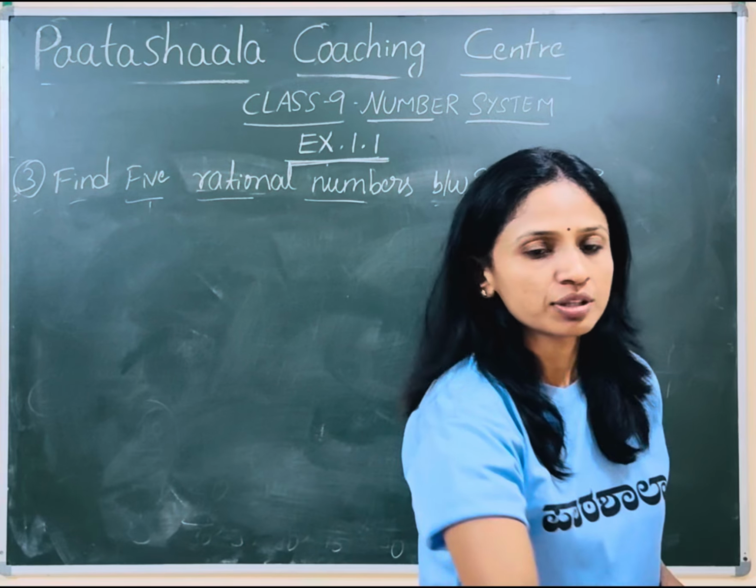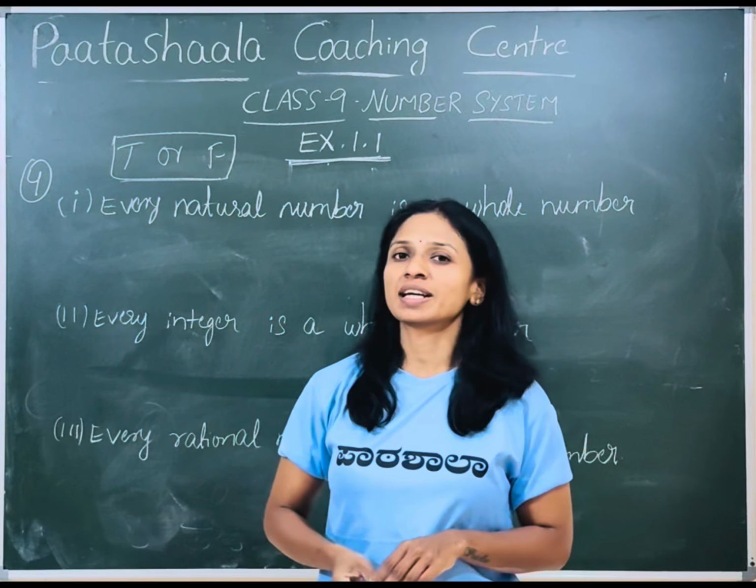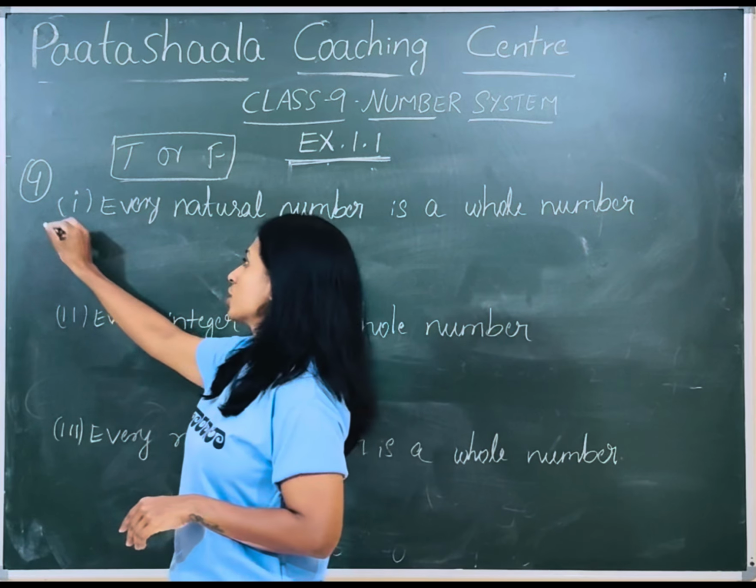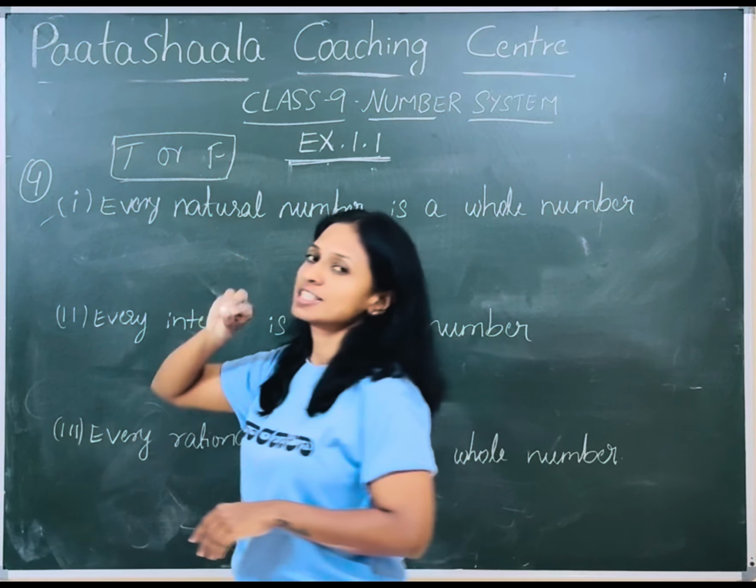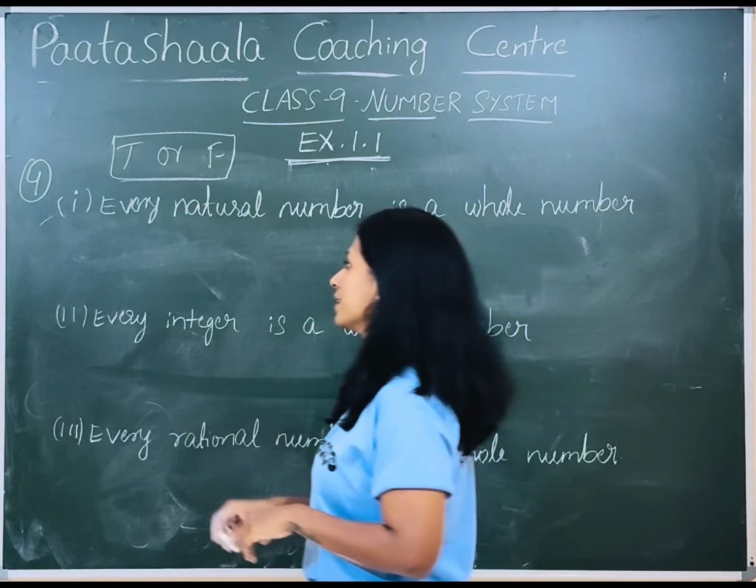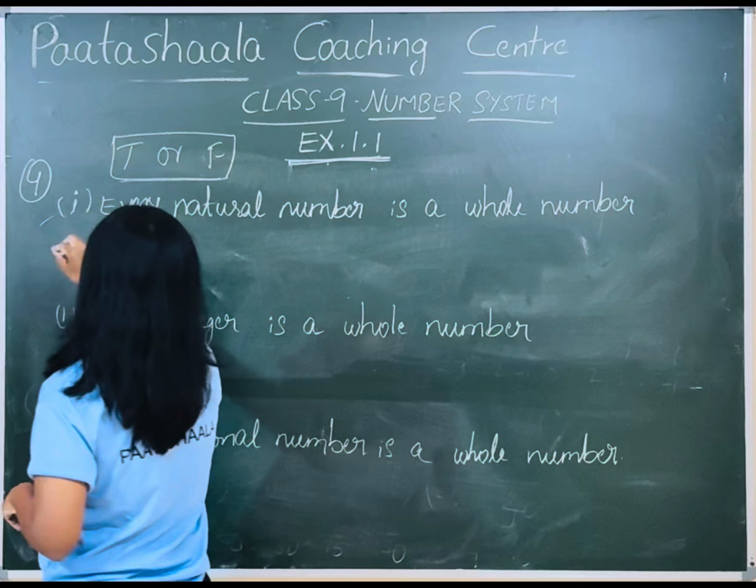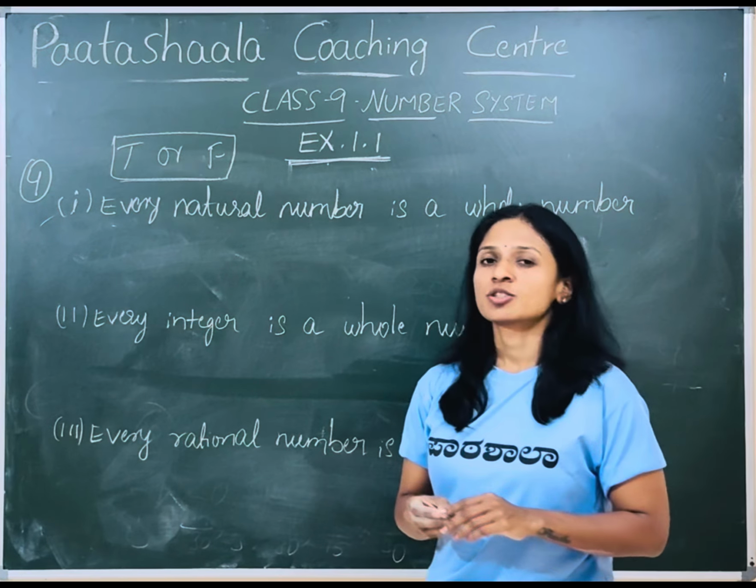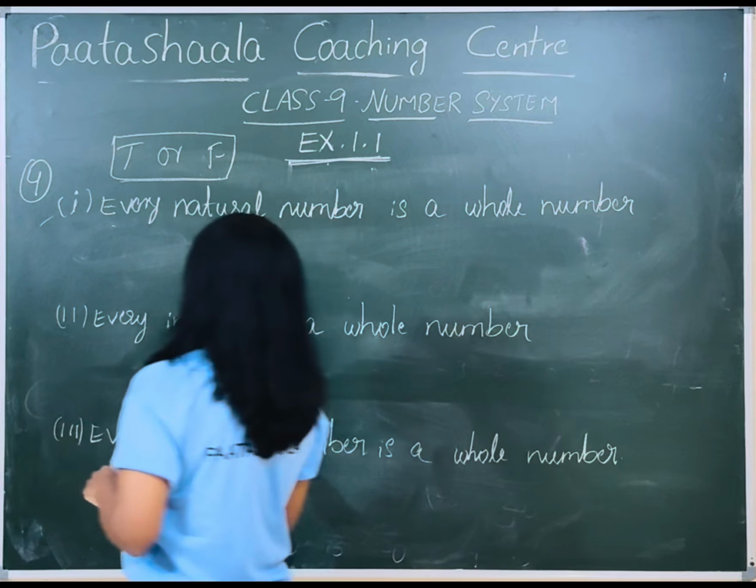Now we will move on to the next problem. So we are moving on to the last problem of exercise 1.1, the fourth question. We need to tell whether it's true or false with an explanation. The first statement is every natural number is a whole number. So every natural number is a whole number.